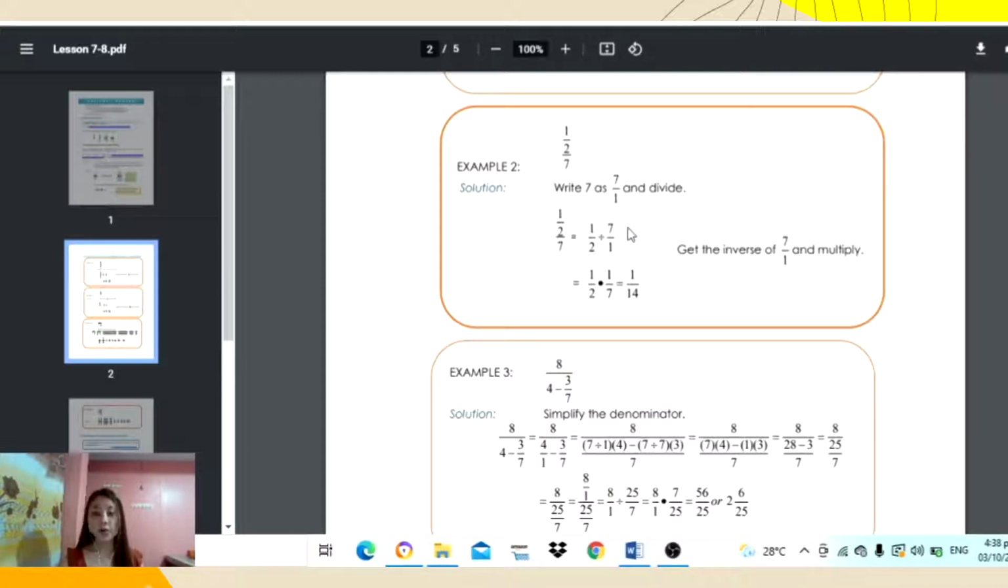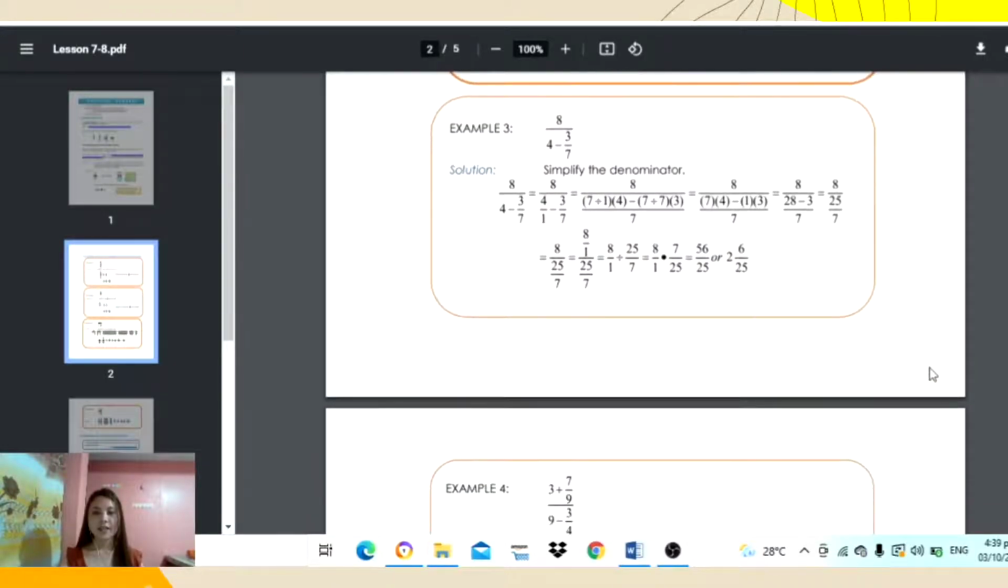And in order to divide 1/2 by 7/1, we have to get the reciprocal or the inverse of 7/1, which is just equal to 1/7. So we can proceed with multiplication. So 1/2 times 1/7 is just equal to 1/14. Now this is the simple fraction or the equivalent simple fraction of this complex fraction.